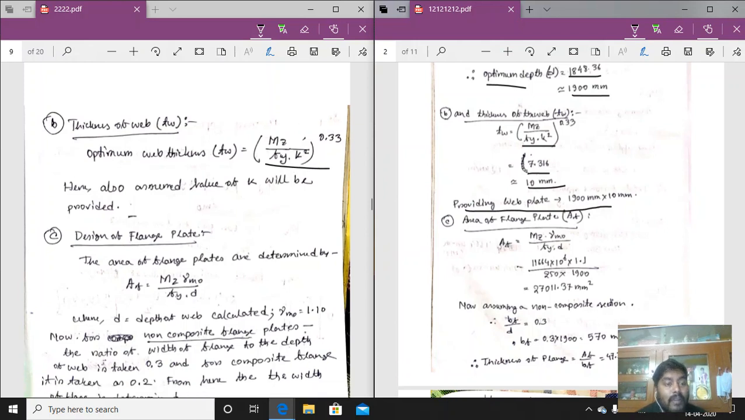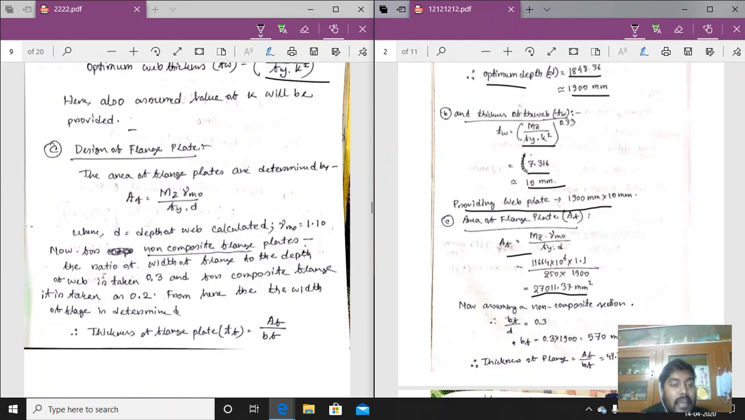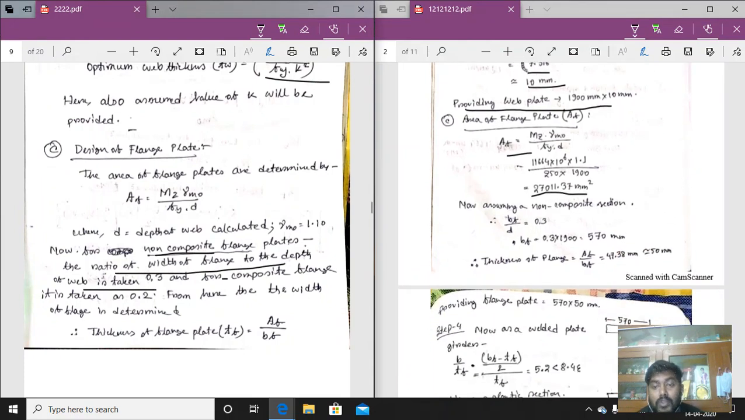Part B. Now the third part is the design of the flange plate. The flange plate formula is Mz times gamma mw by fy times d. We are getting 27,011.37 millimeter square. This is the total area of the flange plate. How is this calculated? For non-composite and composite plate, the ratio of width of flange to depth of web is taken as 0.3.